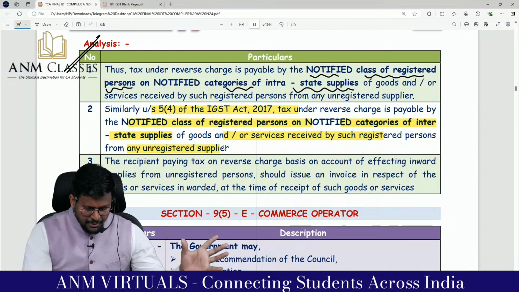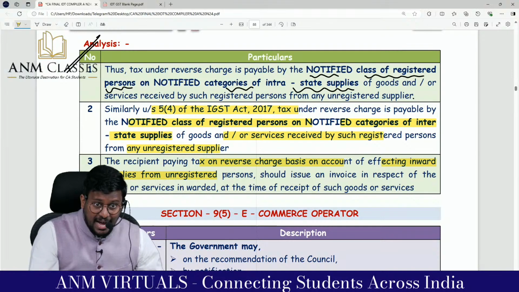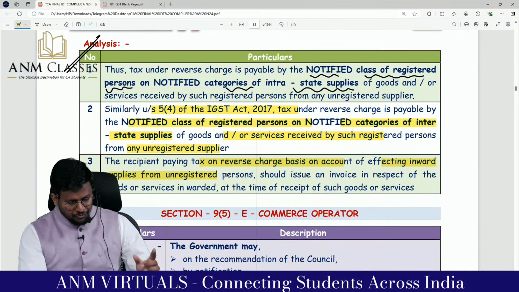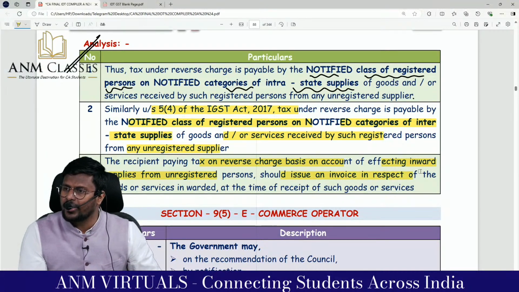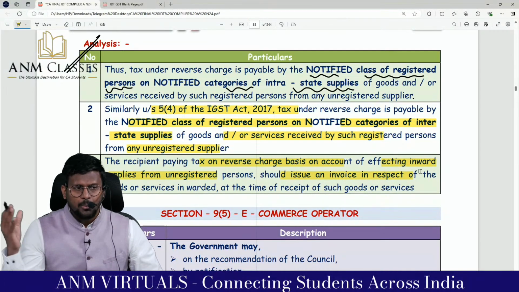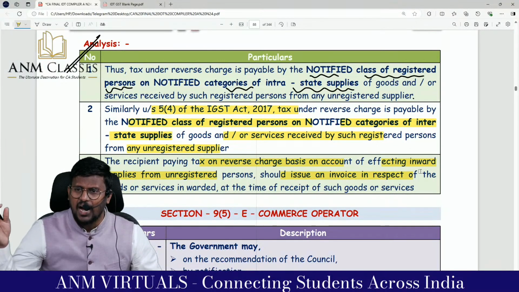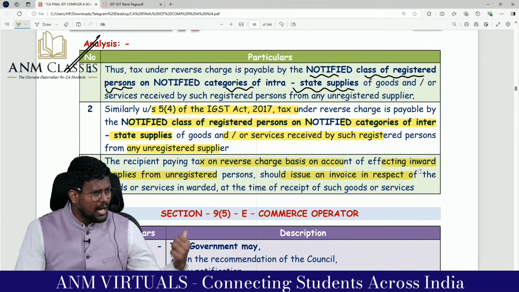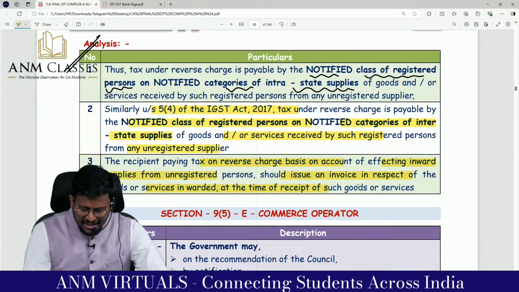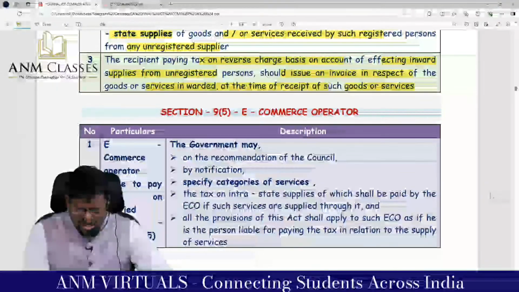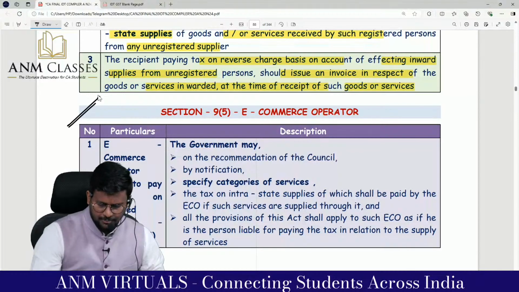The recipient paying tax on a reverse charge basis on account of an unregistered supply should issue an invoice. What do they raise? Because the supplier cannot raise an invoice, the recipient has to issue it in respect of goods or services or both at the time of receipt of goods or services. Comfortable? Yes. Coming to 9(5), the e-commerce operator.